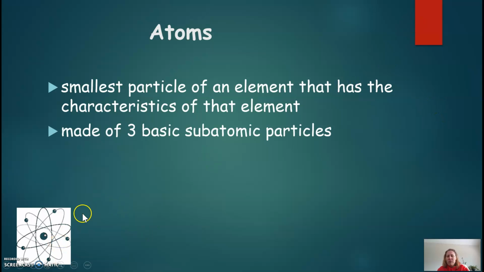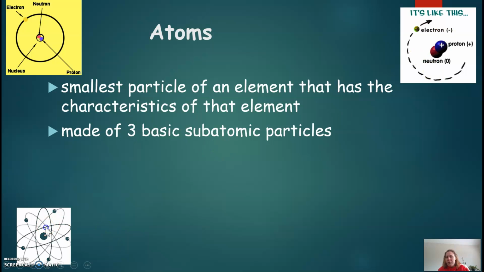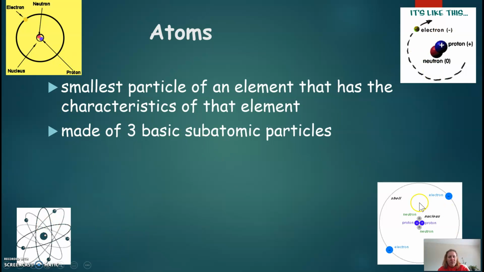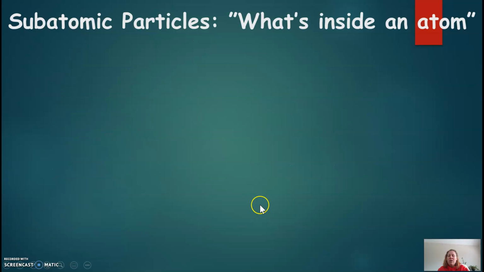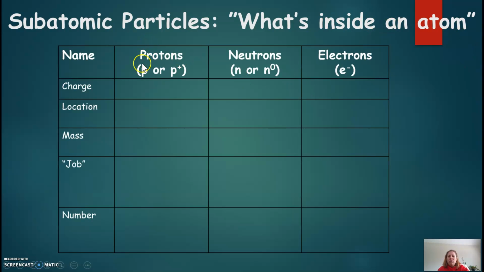Here's some pictures, and it's made of 3 basic subatomic particles. So pictures of things you may have seen of atoms. There are way more than just 3 subatomic particles, but that's all theoretical physics, and we are not going to worry about it. So a subatomic particle is what is inside an atom. So here, this is what they are. They are protons, neutrons, and electrons.